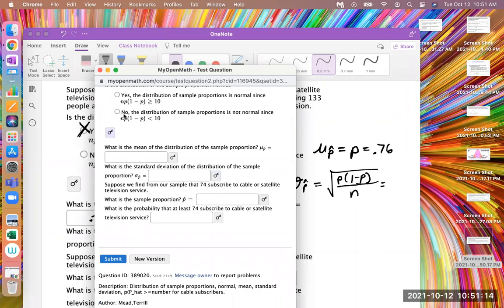And then now we move on to the next part. Suppose we find from our sample that 74 subscribe to cable or television service. What is the sample proportion?